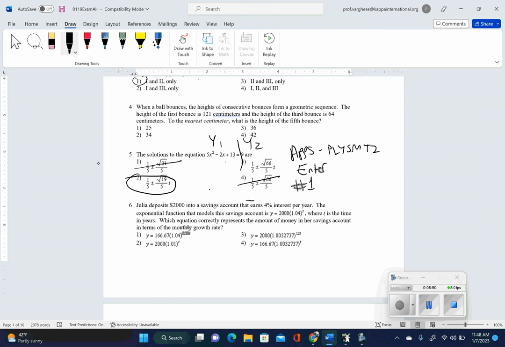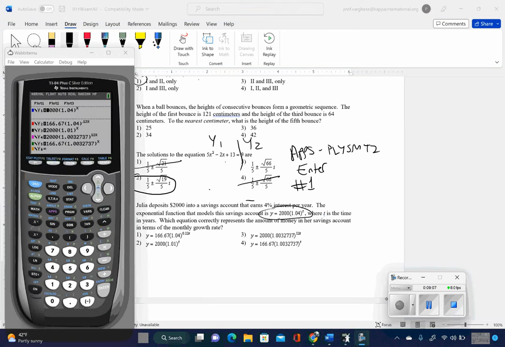All right. I'm going to look at the next one. So it says which equation correctly represents it in terms of the monthly. So again, I'm looking to see if these are equivalent. So I'm going to plug this under y1, y2, y3, y4, y5, and then see which one is the same. All right. So I went ahead and plugged it in. And again, two things. Number one, plug this into the calculator yourself, right? Don't just wait for me to do it.